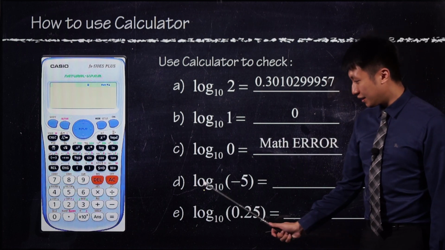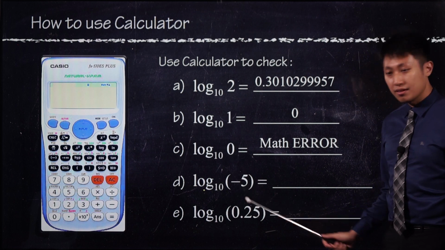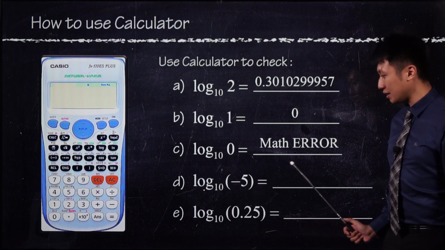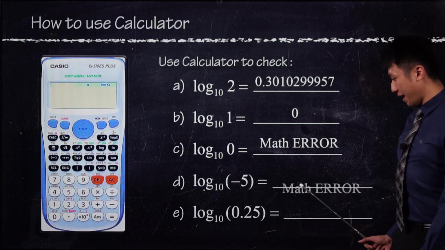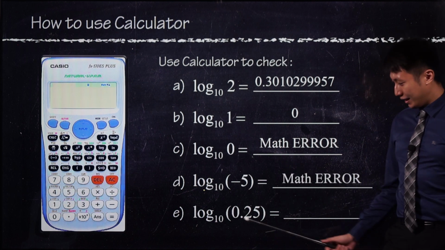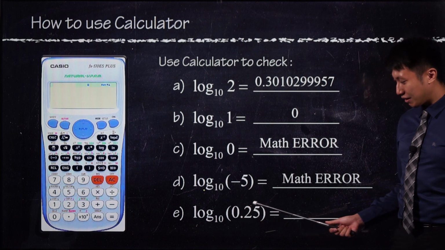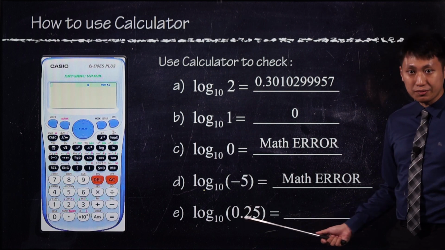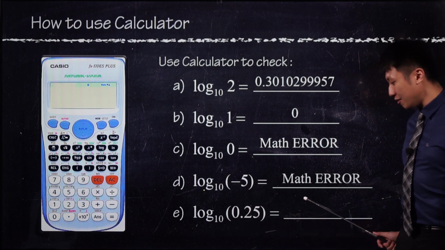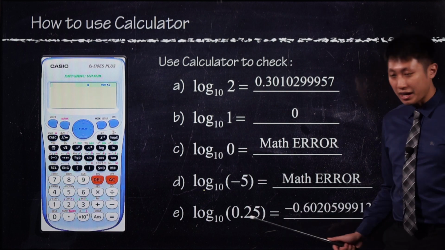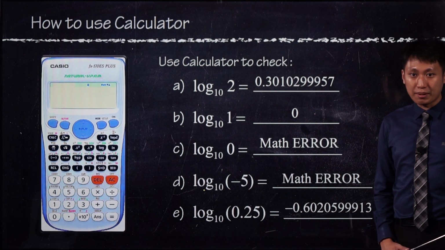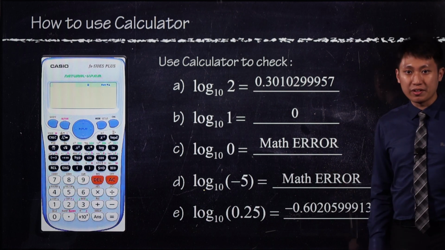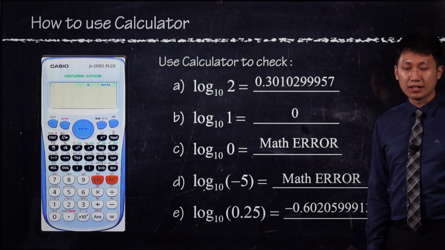Right, next, can this number be negative? Never. So 10 to the power something will never be negative 5. So your calculator tells you math error. Okay, is it possible to have a number that is a fraction or decimal? Yes, 10 to the power of this number, you get 0.25. So this is what you get from here. Okay, practice at home and try to get familiar with this one. Okay, it will be very useful.